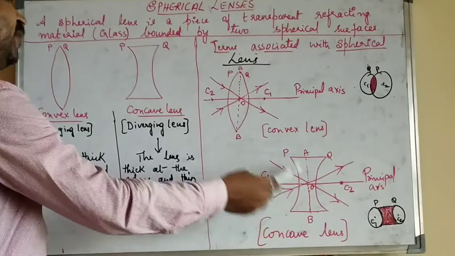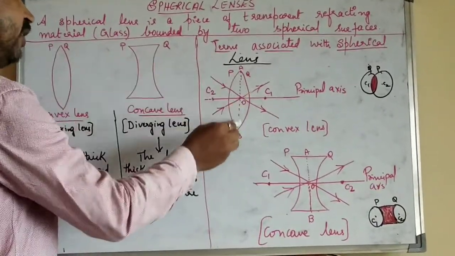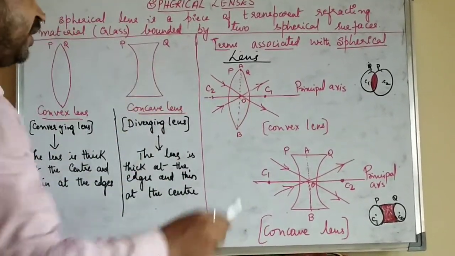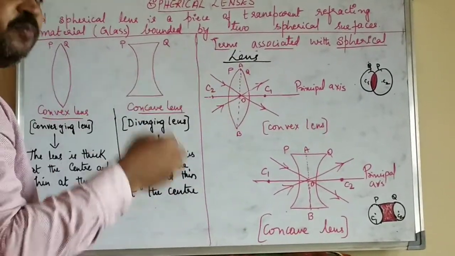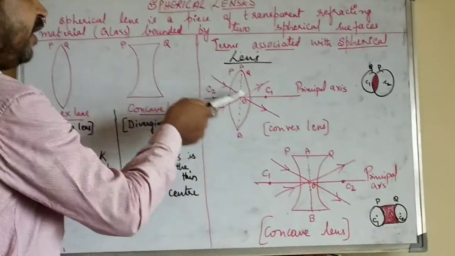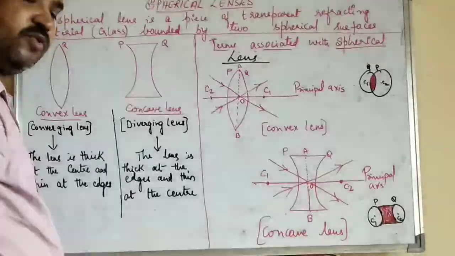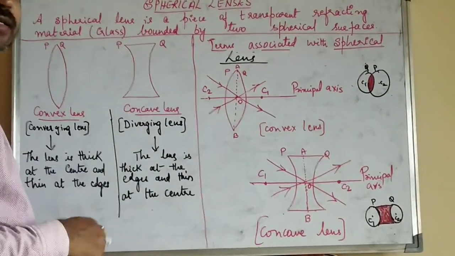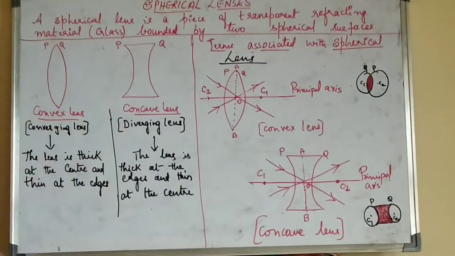I repeat, the optical center is a point. It may not be exactly at the center of the aperture. No, it is not so. It is at some point on the principal axis at which the ray of light goes undeviated. Then only that becomes the optical center. So the optical center is a point on the principal axis of the spherical lens at which the rays of light go undeviated. So these are all the four definitions.